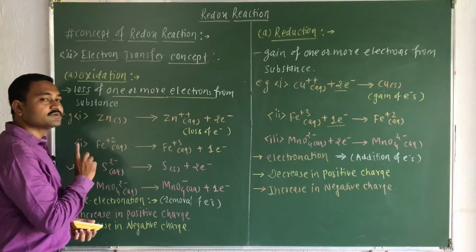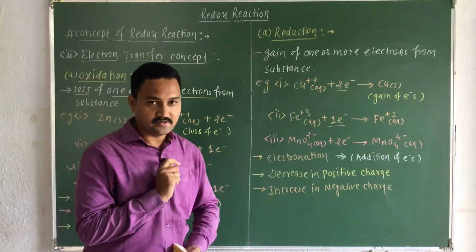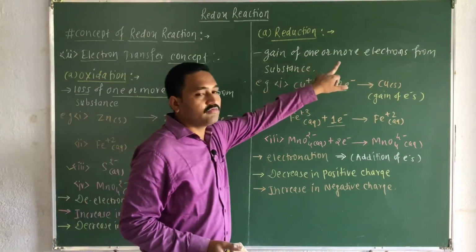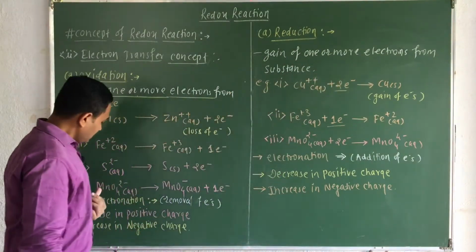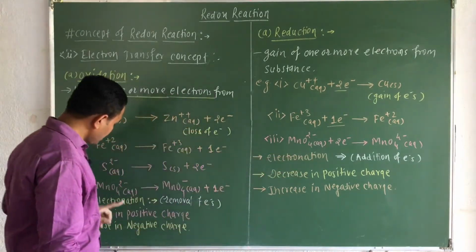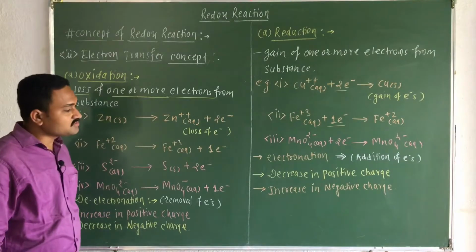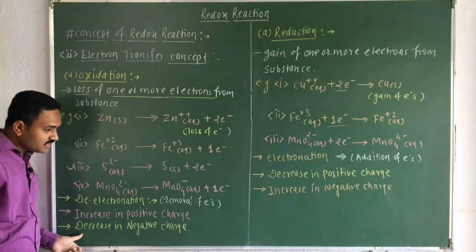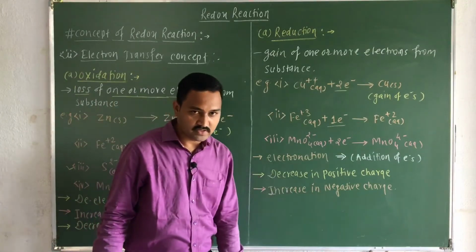So this is about the oxidation process and the reduction process, and these are the basic differences between them. Remember: loss of one or more electrons is known as the de-electronation process, gain of one or more electrons is known as the electronation process. In oxidation there is an increase in positive charge, in reduction a decrease in positive charge. In oxidation there is a decrease in negative charge, in reduction an increase in negative charge.